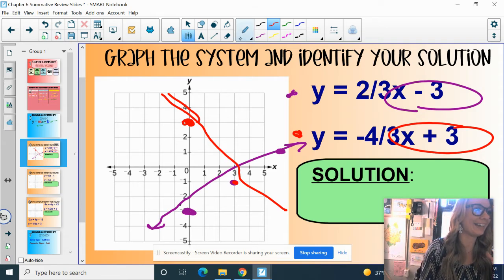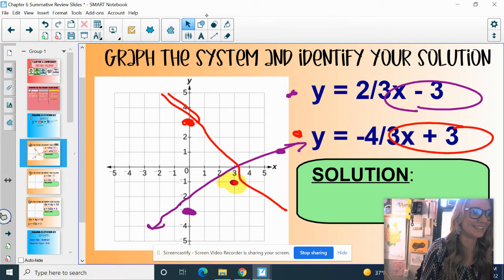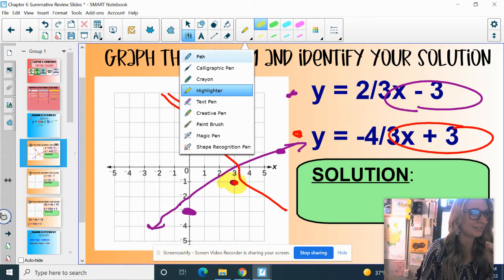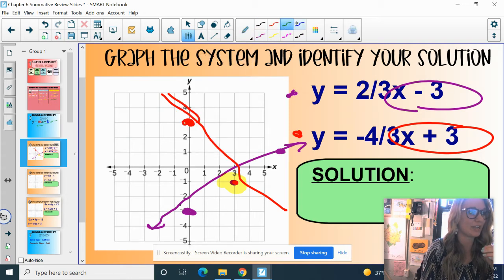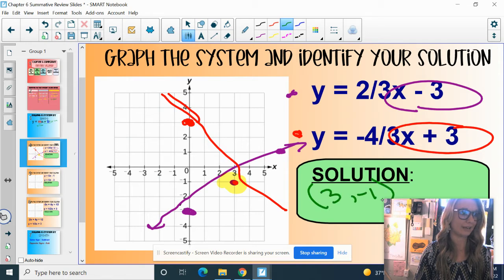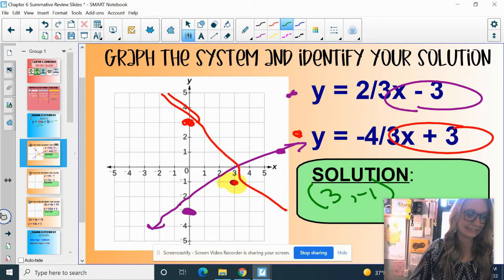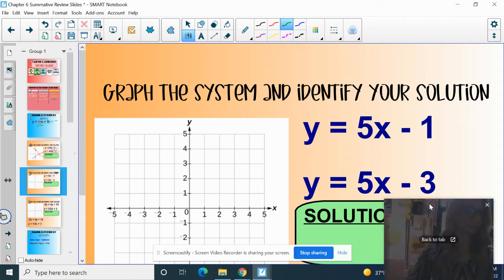So I'm just going to highlight where they should intersect. It's right here. Just pretend like that actually did. Oh my God, this is so embarrassing. And that coordinate pair at which both of the lines intersect is your solution. So if I look at it, that is (3, -1).